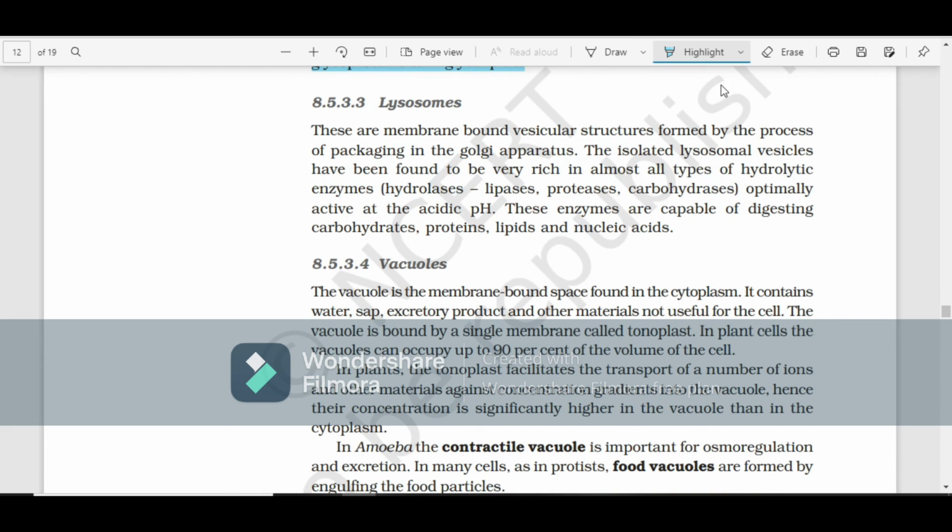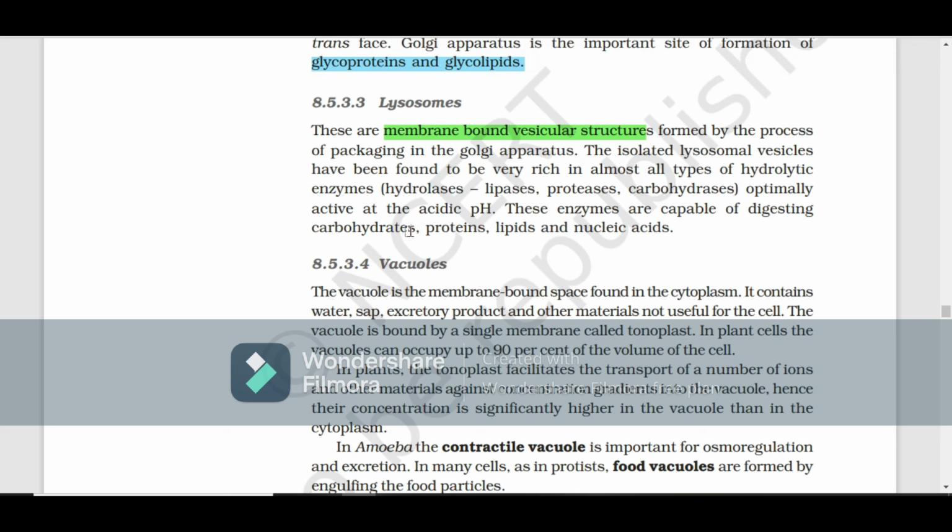Moving to lysosomes, the third part of our endomembranous system. These are membrane bound, no doubt about that. The membrane bound vesicular structures are formed as a process of packaging in the Golgi apparatus. So one such organelle formed as a result of packaging in the Golgi apparatus is the lysosome. The isolated lysosomal vesicles have been found to be very rich in almost all types of hydrolytic enzymes. These hydrolytic enzymes include lipases, proteases, carbohydrases, optimally working at an acidic pH.